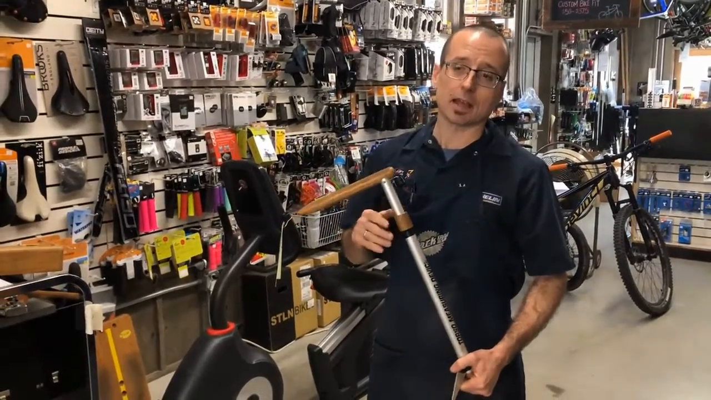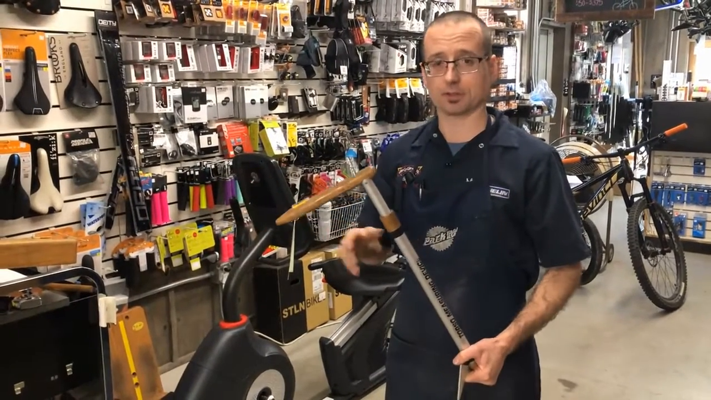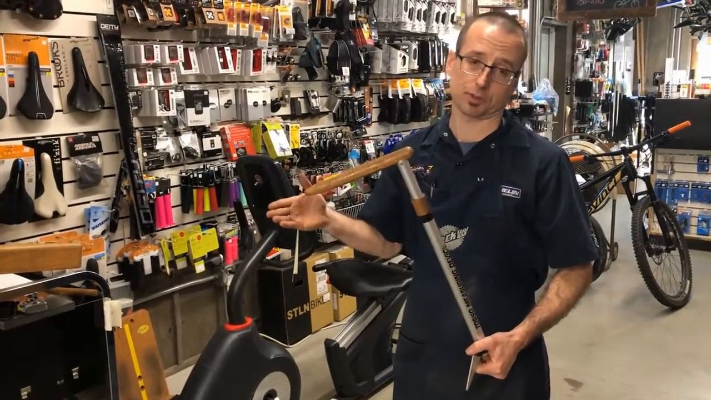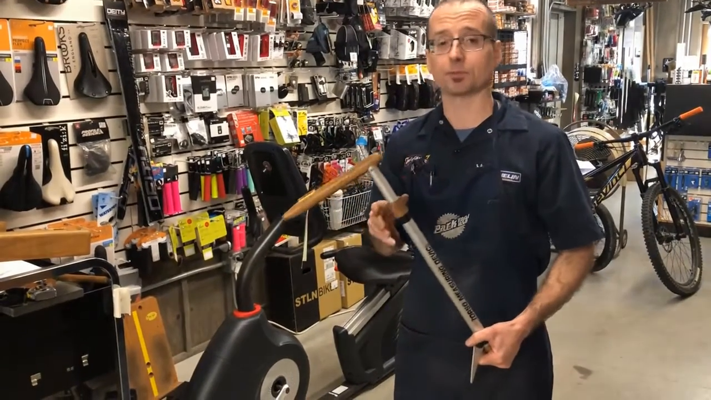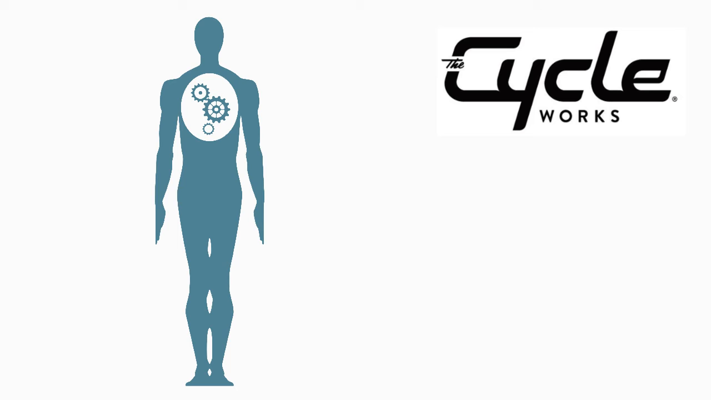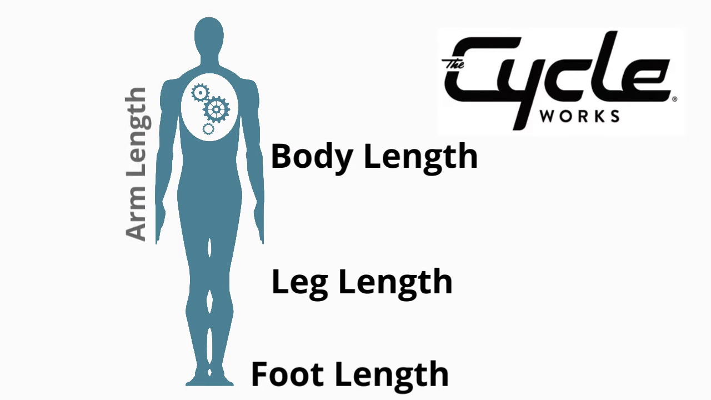When somebody comes in and asks to be measured for a bike, we go through a series of measurements of their body, and those measurements will tell us what's an appropriately sized bike and frame for that rider. And we do 4 measurements. One of them is foot length, one of them is leg length, the third is your body or torso length, and the last one is arm length.